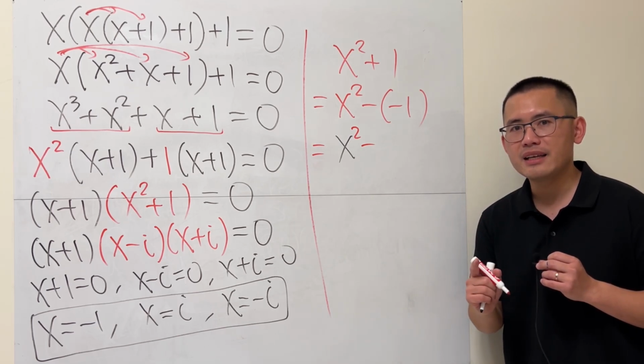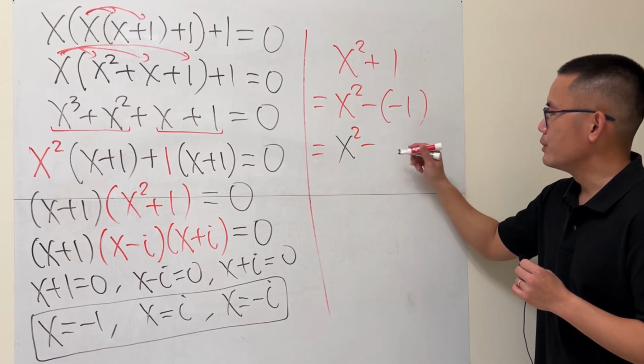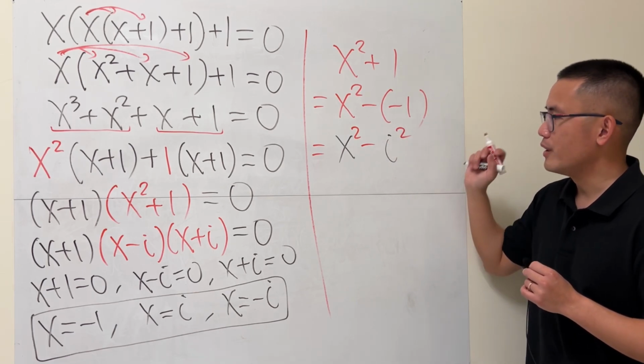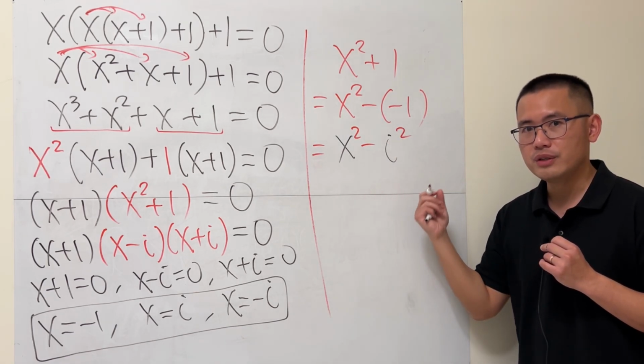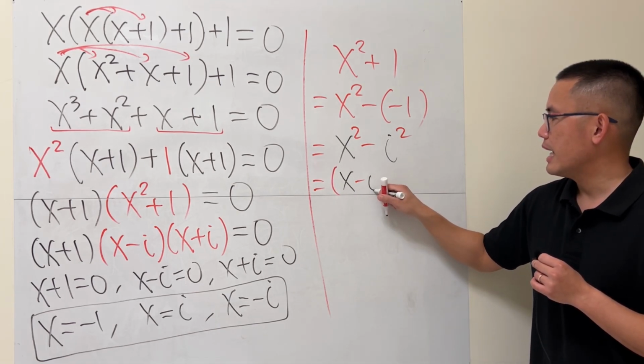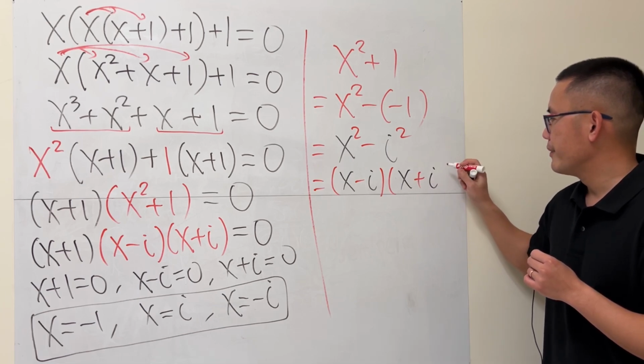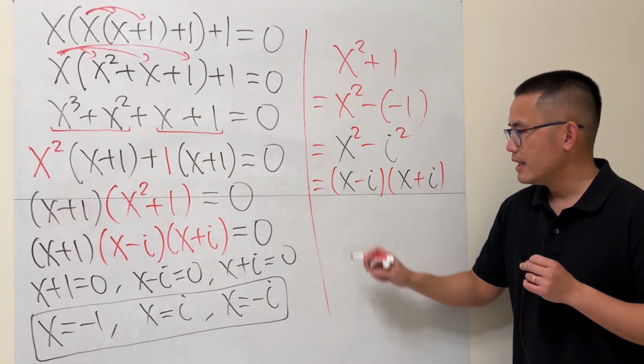The answer is i. i squared by definition is equal to negative 1. So we can look at this as i and then squared. So we have a difference of two squares. Therefore, x minus i times x plus i. And that's how I factored that.